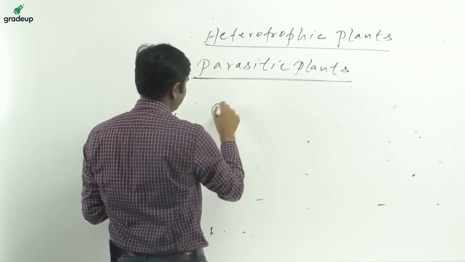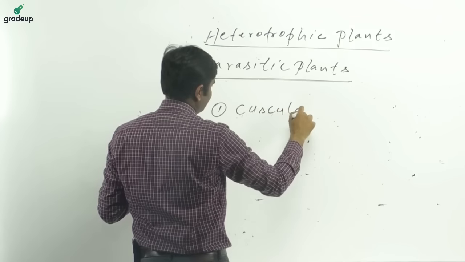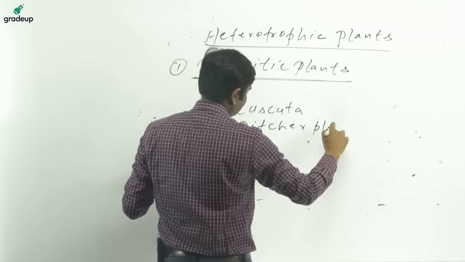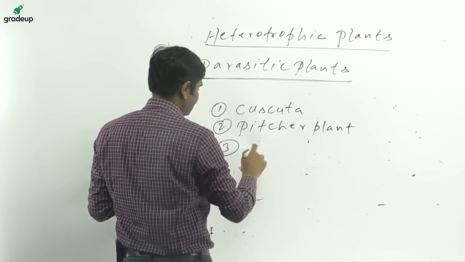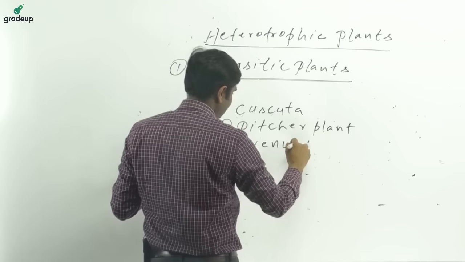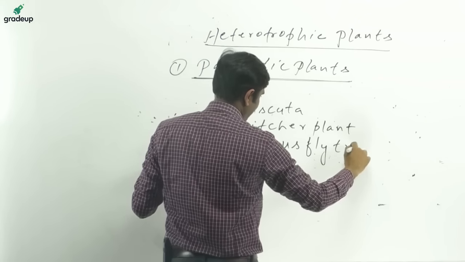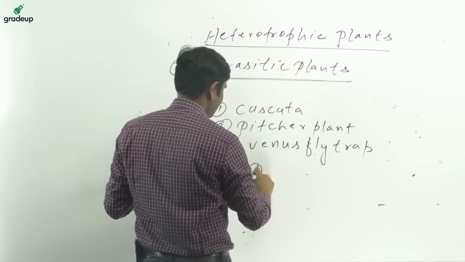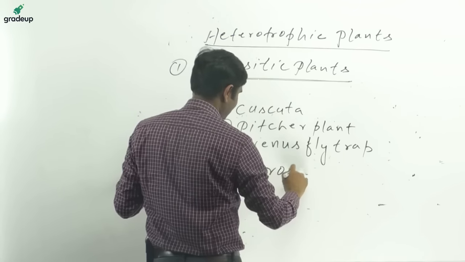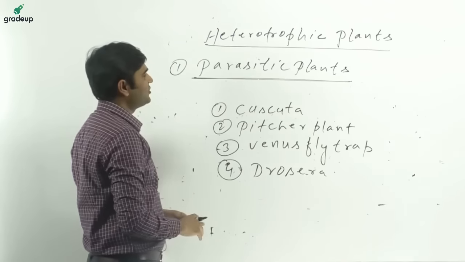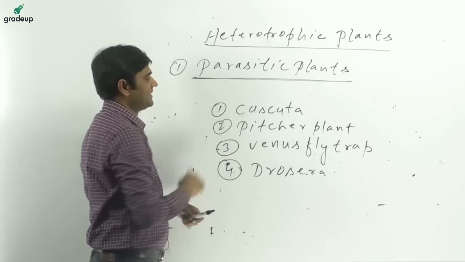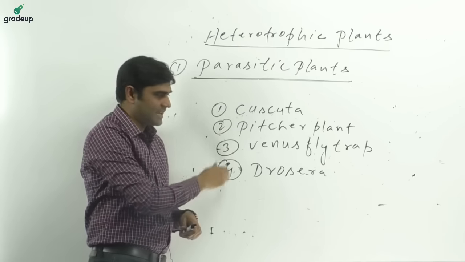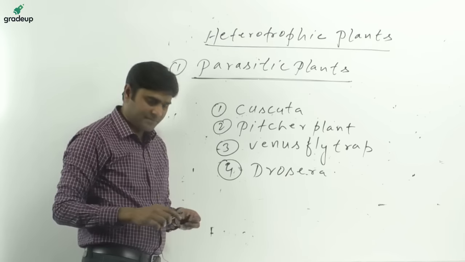Options are number 1 Cuscuta, number 2 pitcher plant, number 3 Venus flytrap, number 4 Drosera. Question is, which of the following is a parasitic plant? Options are Cuscuta, pitcher plant, Venus flytrap, Drosera. Give me the correct answer, please.